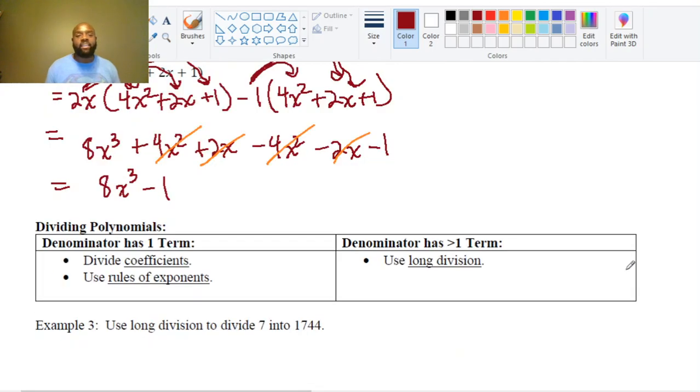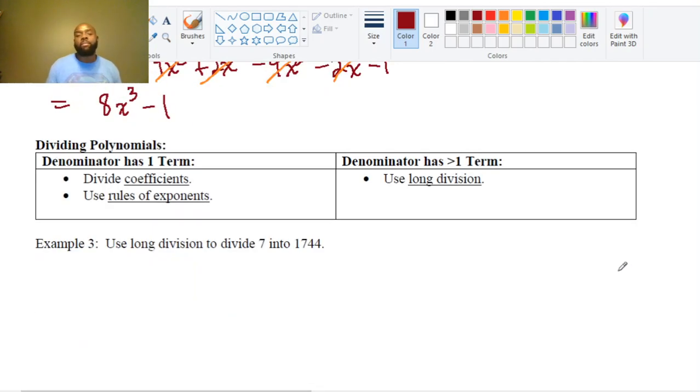Let's get to dividing. Dividing polynomials is probably the most difficult thing, right? Now, it is pretty simple when your denominator has one term. All right, so like for instance, if I had 3x squared plus 6x minus 9 over a 3x, for instance, right?